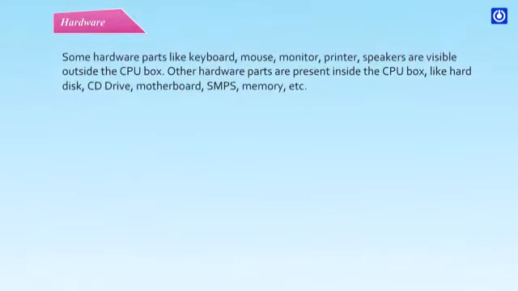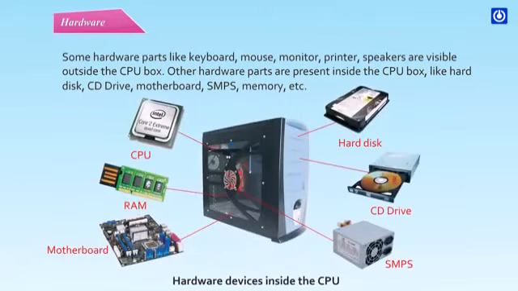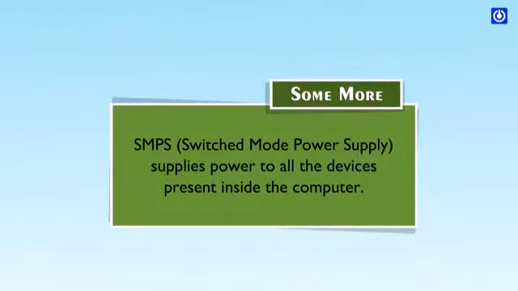Some hardware parts like keyboard, mouse, monitor, printer, speakers are visible outside the CPU box. Other hardware parts are present inside the CPU box like hard disk, CD drive, motherboard, SMPS, memory, etc. Hardware devices inside the CPU: CPU, hard disk, RAM, CD drive, SMPS, motherboard. Some more. SMPS, switched mode power supply, supplies power to all the devices present inside the computer.